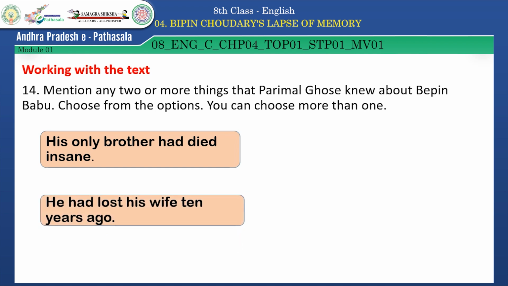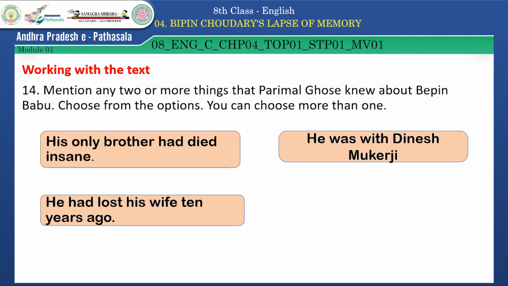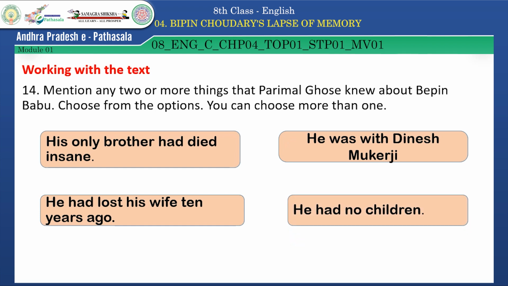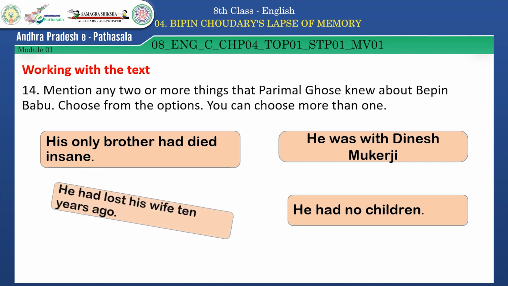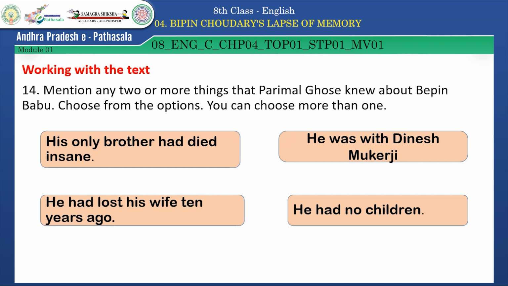He had lost his wife 10 years ago. He was with Dinesh Mukherjee. He had no children. What is the right answer? Yes, his only brother had died insane. Oh, this is also the right answer. He was with Dinesh Mukherjee. He had lost his wife 10 years ago. He had no children. All the four options given are right answers.